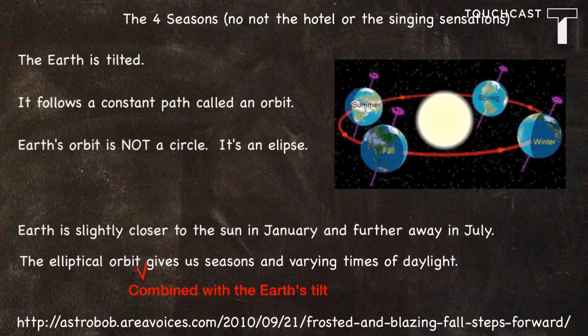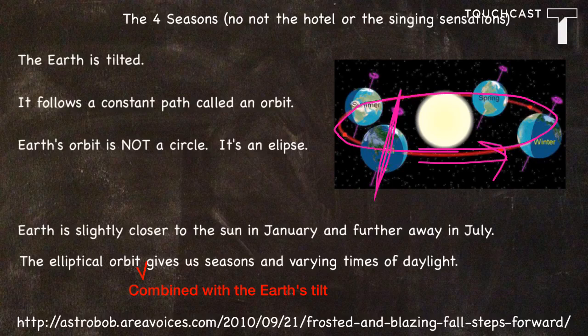Next we talk about the seasons, the 4 seasons, but not that hotel or that wonderful singing sensation. Remember, I told you that the Earth is tilted. And as it's being tilted, remember, on our axis, it's constantly revolving around the Sun. And it's moving on this path that we call an orbit. Okay, Earth's orbit is not a circle, it's an ellipse. This is a circle, or circle-ish. This is more of an ellipse, or an elliptical shape.